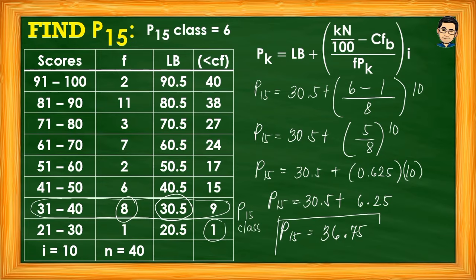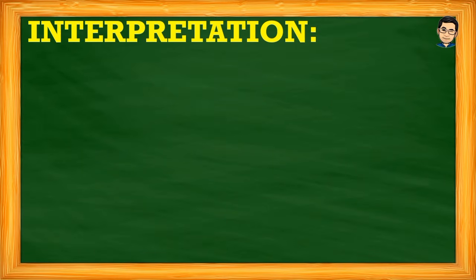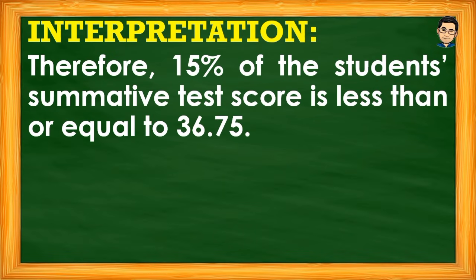So, this is the value of the 15th percentile. 36.75. So, since test scores yan, pwede naman nating i-round up as 37. So, since exact value kasi dito, kaya 36.75. So, to interpret the result, so therefore, 15% of the students' summative test scores are less than or equal to 36.75, or yung sabi ko kanina, since test scores, 37. Ayan. So, ibig sabihin, ayun yung scores ng 15% ng mga estudyante.